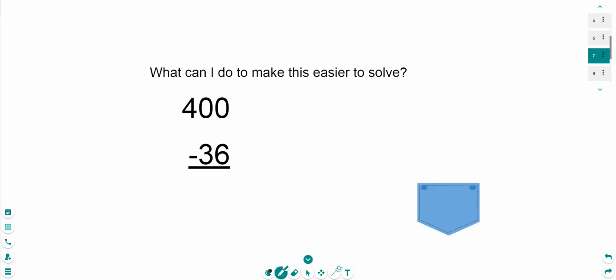Even better. See if you can figure out what you should change 400 into in order to make it easier to work with. Go ahead and solve the question and check back in.